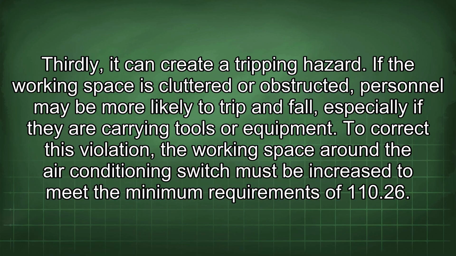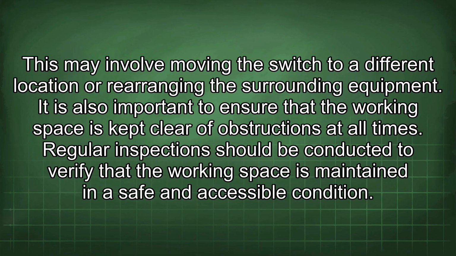To correct this violation, the working space around the air conditioning switch must be increased to meet the minimum requirements of 110.26. This may involve moving the switch to a different location or rearranging the surrounding equipment. It is also important to ensure that the working space is kept clear of obstructions at all times. Regular inspection should be conducted to verify that the working space is maintained in a safe and accessible condition.